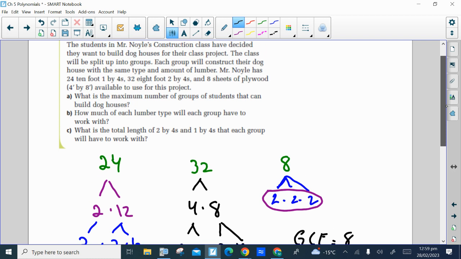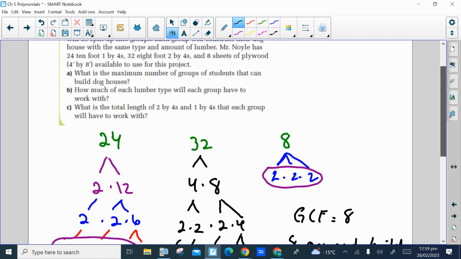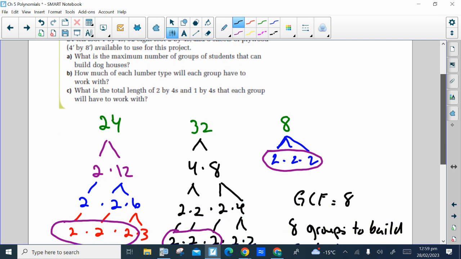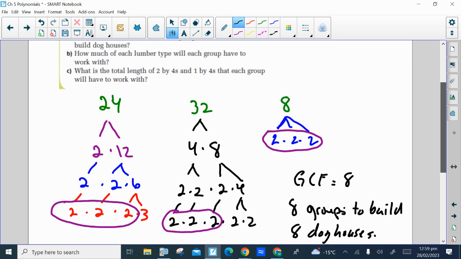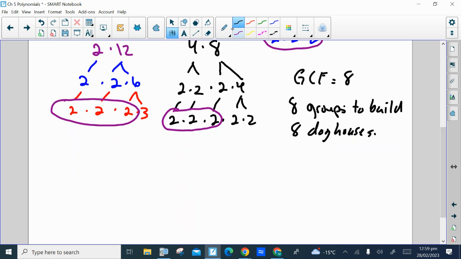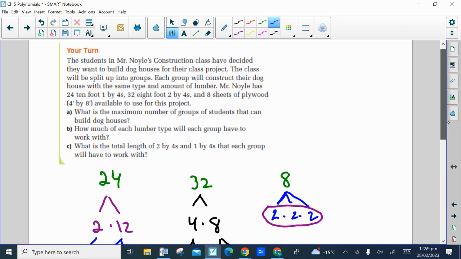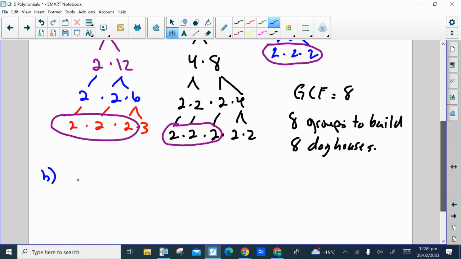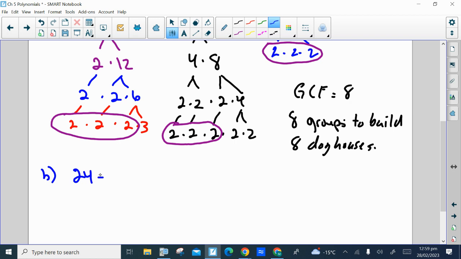So that is part A, the maximum number of groups of students that can build the dog houses. So part B, how many of each lumber type will each group have to work with? For part B, if we go back up to the top, there are 24 1x4s. Divided by 8, each group will get 3 1x4s to use to build their dog houses.